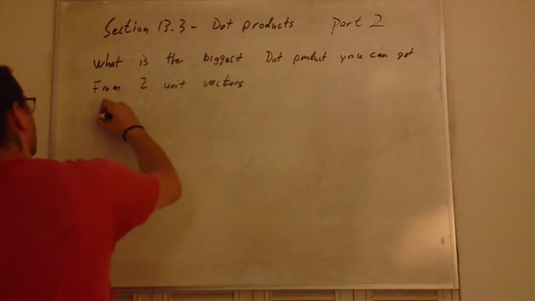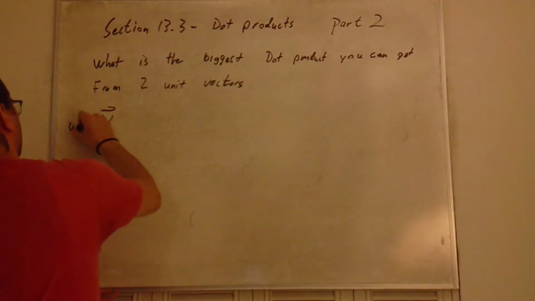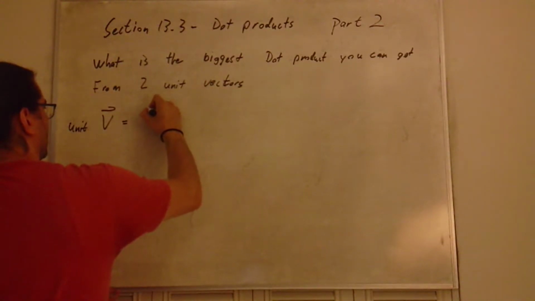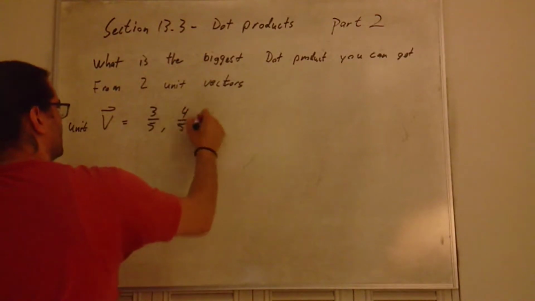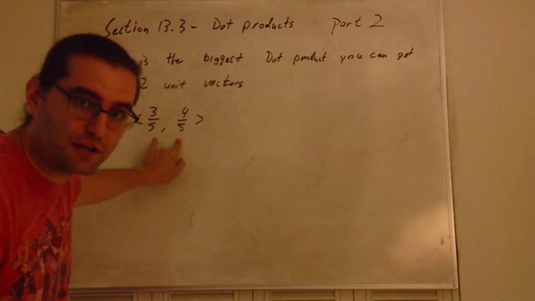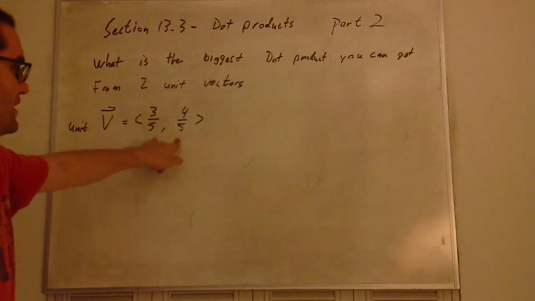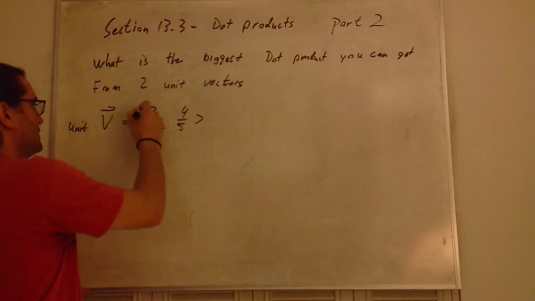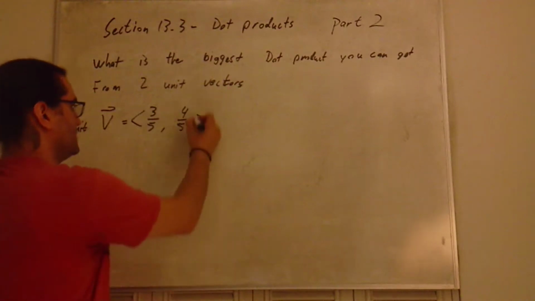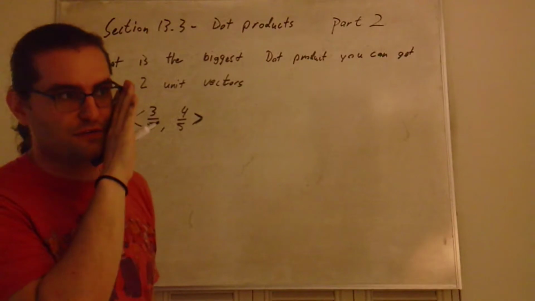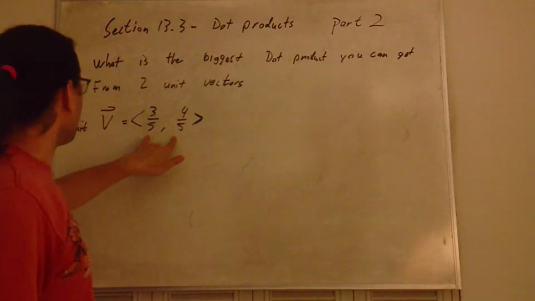So from a couple videos ago, we had a unit v vector that we said was 3/5, 4/5. If you're unclear about why this is a unit vector, pause the video and check. You can find the magnitude of this pretty easily. So verify that if you like. I'm going to trust that it is a unit vector because I recorded the other video like 20 minutes ago and I just remembered. So this is a unit vector.